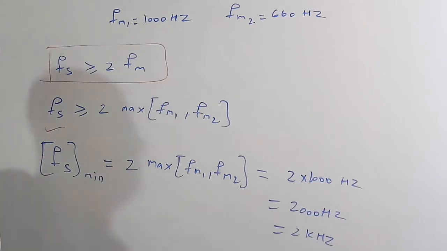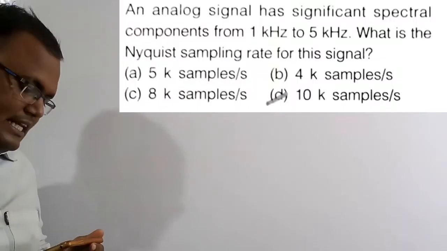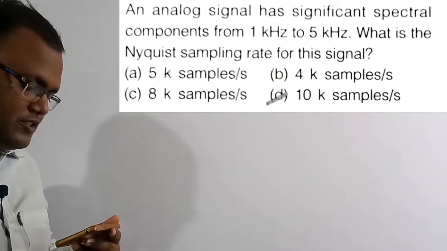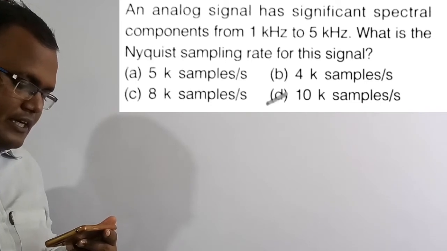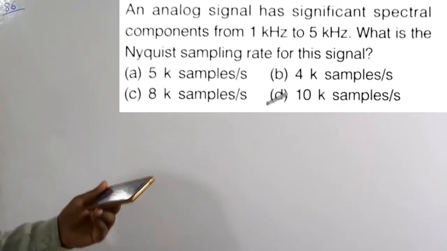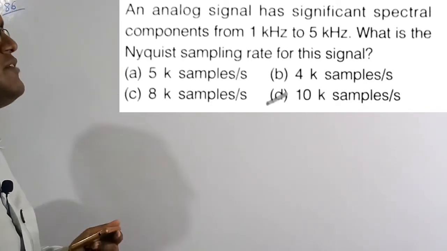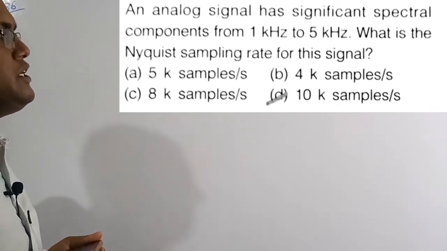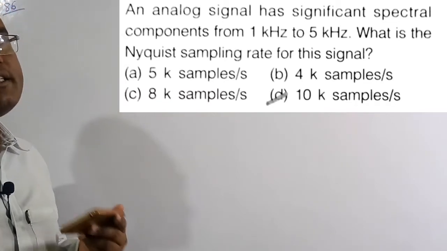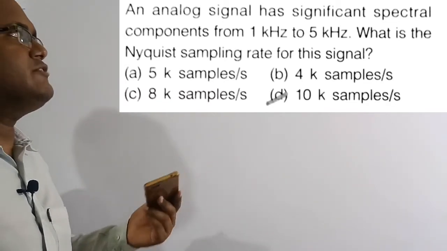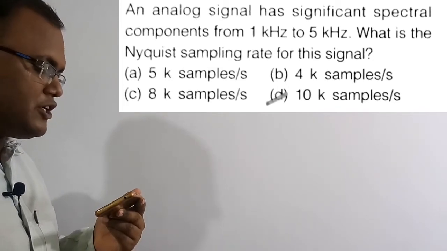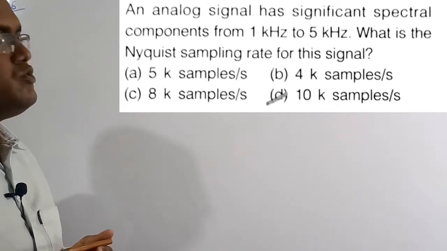Now we are going to solve the 86th question. An analog signal has significant spectral components from 1 kHz to 5 kHz. We need to figure out the Nyquist sampling rate for this signal, also called the Nyquist frequency. Option D, 10 kilo samples per second, is the correct solution of this question.